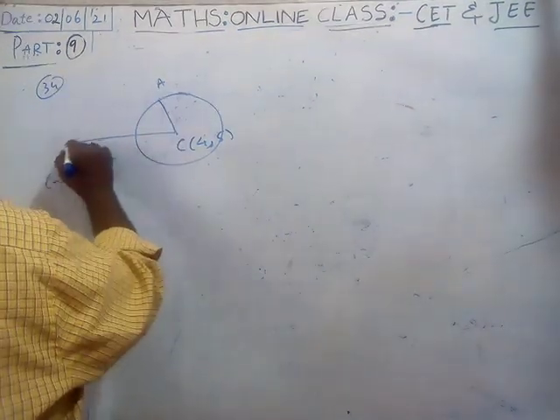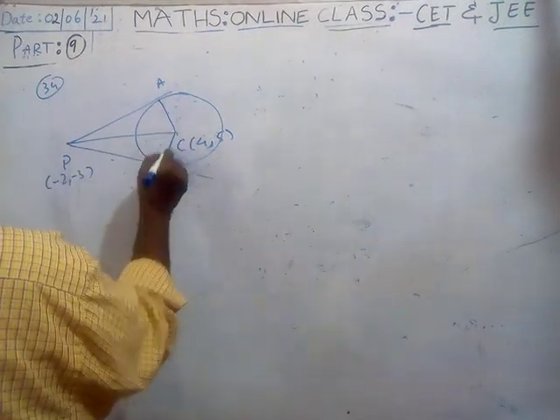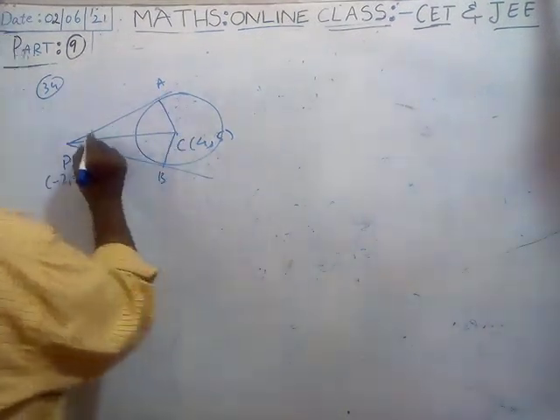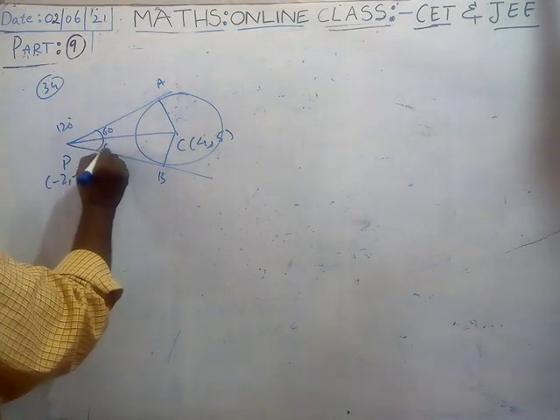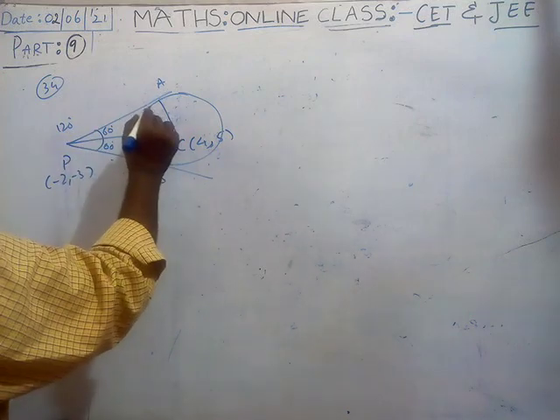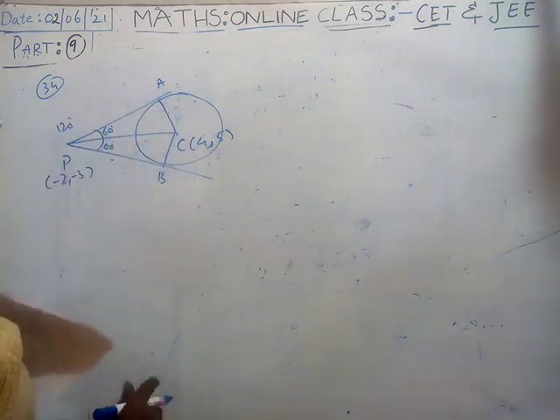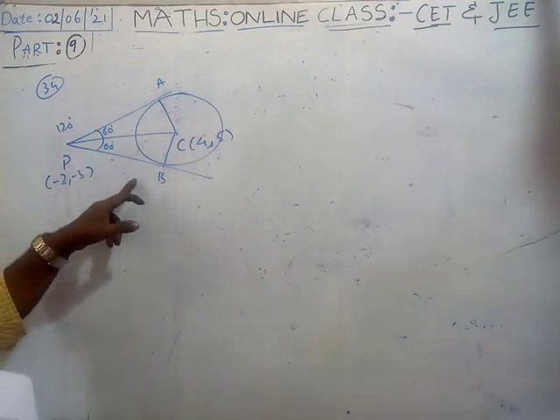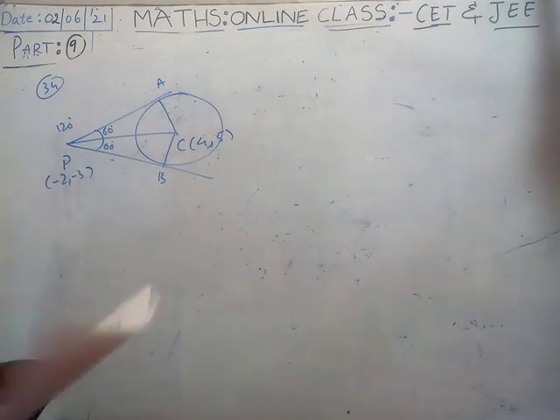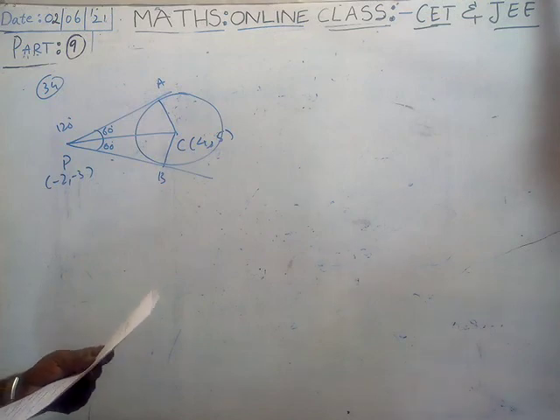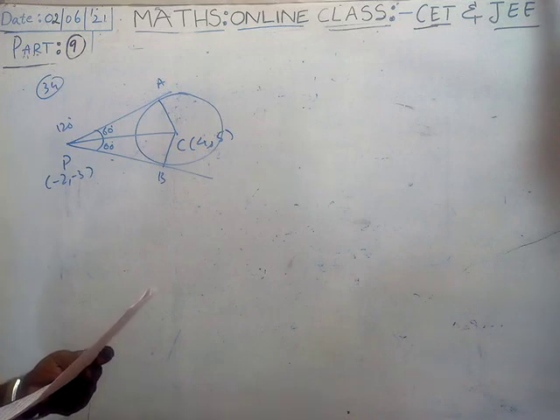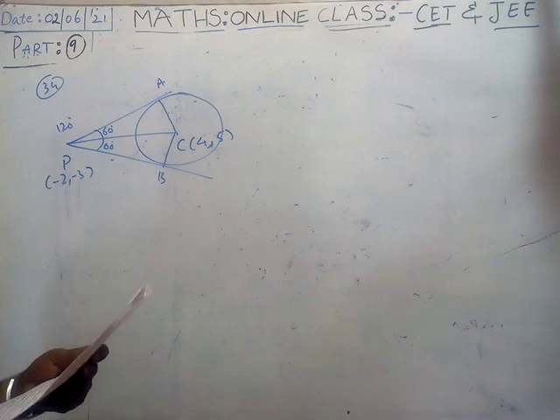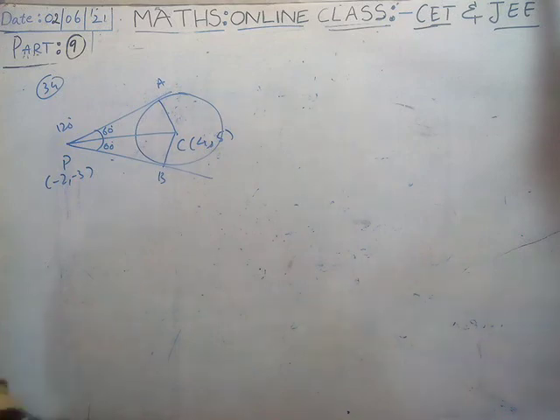Say PA is there, PB is there. Assume this is 120 degrees. So that means it's 60 degrees and 60 degrees. You agree? We have to find this. If the circle equation is there, we can find root S11. But in a different way it is asked. The angle is 120 degrees between the tangents to a circle, simply given. But the center is given, (4, 5) only.